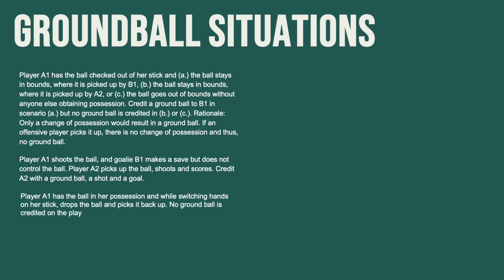Player A1 has the ball in her possession, and while switching hands on her stick, drops the ball and picks it back up. No ground ball is credited on the play. Player A1 takes a shot that hits the side of the net, and then the goalie or defender B1 picks up the ball. No ground ball is credited on the play.